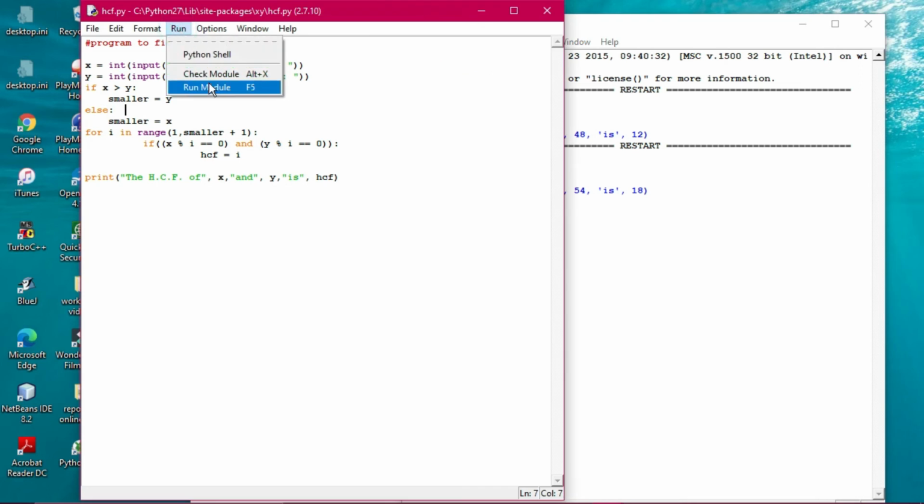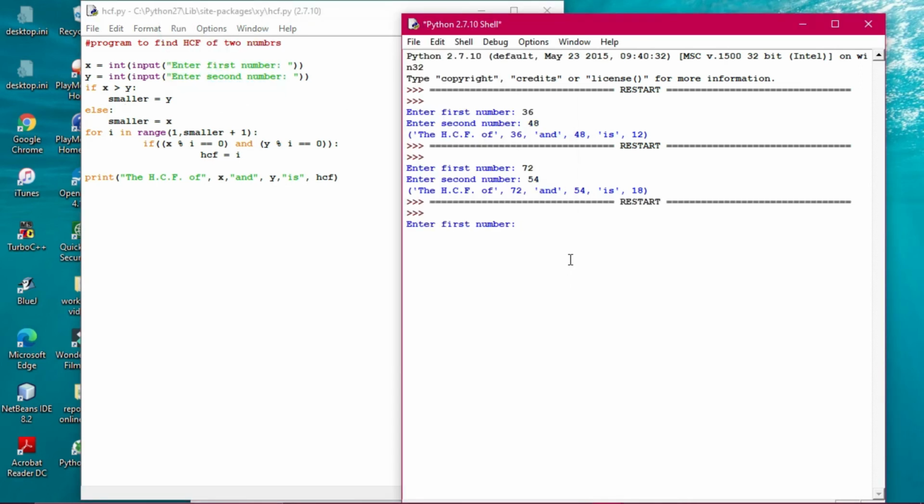So let us check once more. Run module. Say you have given 17 and 23. So what is happening? In this case it will always be 1. Why? Because there are no other combinations which can divide both the numbers 17 and 23. So these are prime numbers, and their HCF is 1. All right, that's the thing.